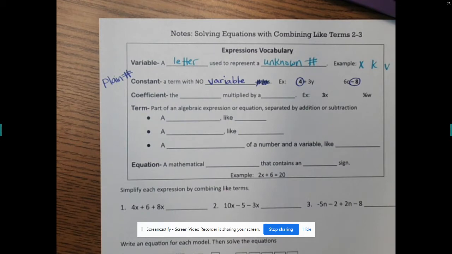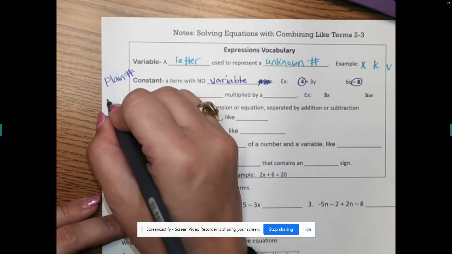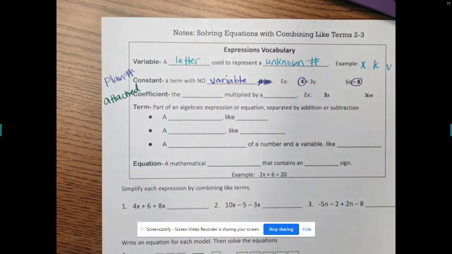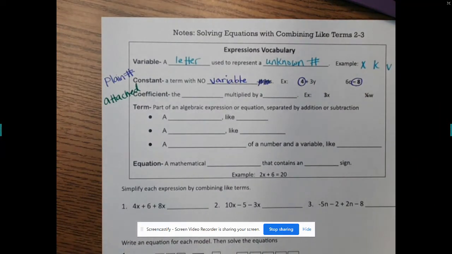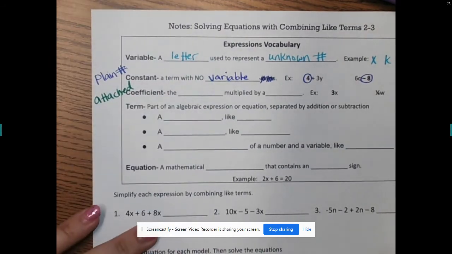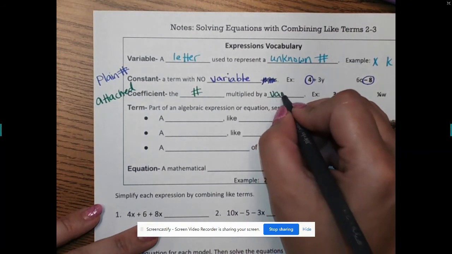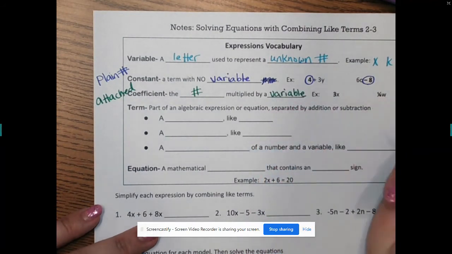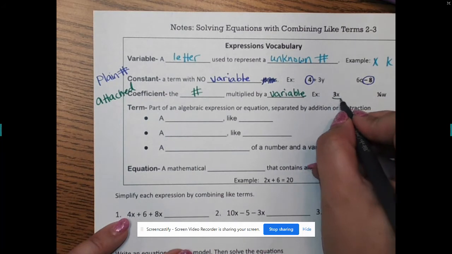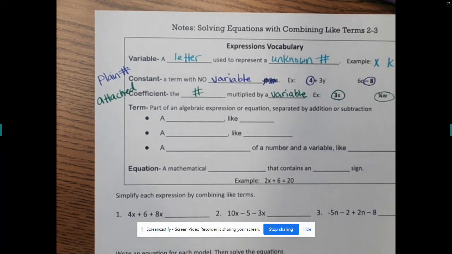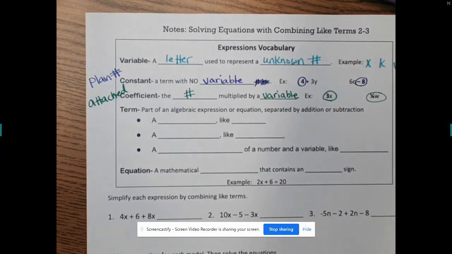The coefficient is the other part of that number, which is the attached number. This is the one who is all over your X. It is the number multiplied by a variable. So like 3, it's attached. 1/4, it's attached. There's no room in there for any signs. It's attached.